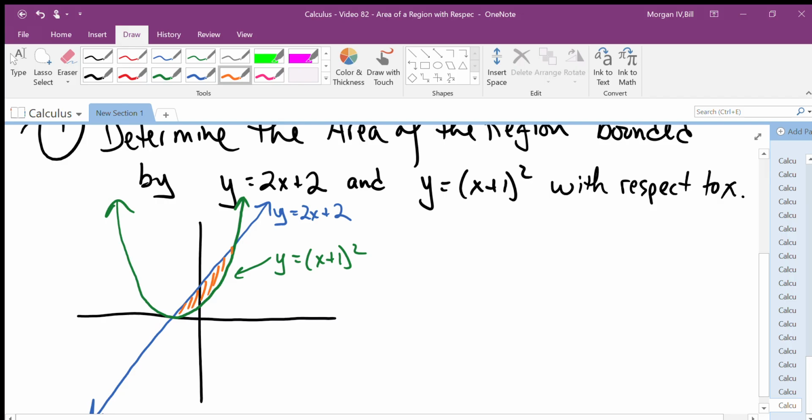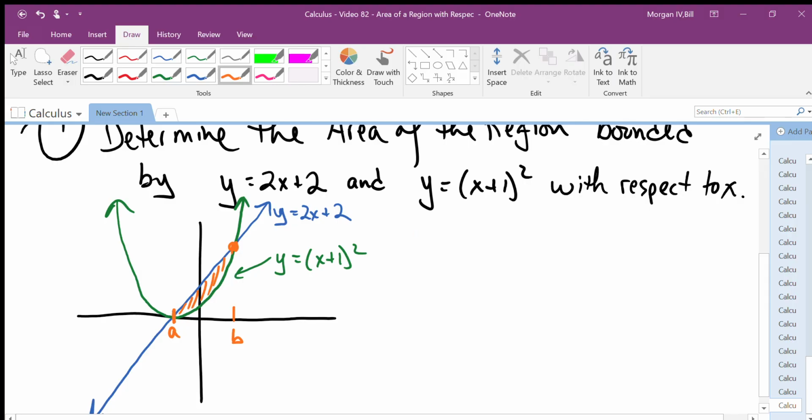The first thing we want to do is find the bounds. Now we're doing this with respect to x, so I want x bounds. My x bounds are going to be this intersection point here, let's call that A, and this intersection point up here, let's call that B. I can see that my top function is going to be that blue line, 2x plus 2, and my bottom function is going to be (x plus 1) squared. I'll have top function minus bottom function, x bounds, integrate that with respect to dx.